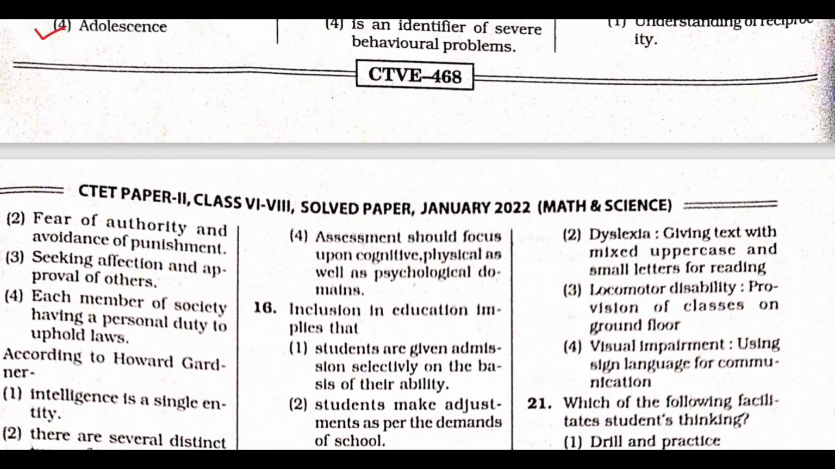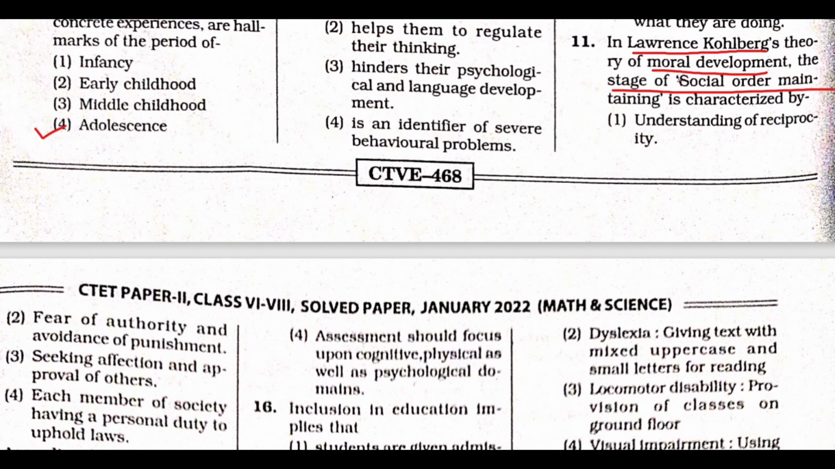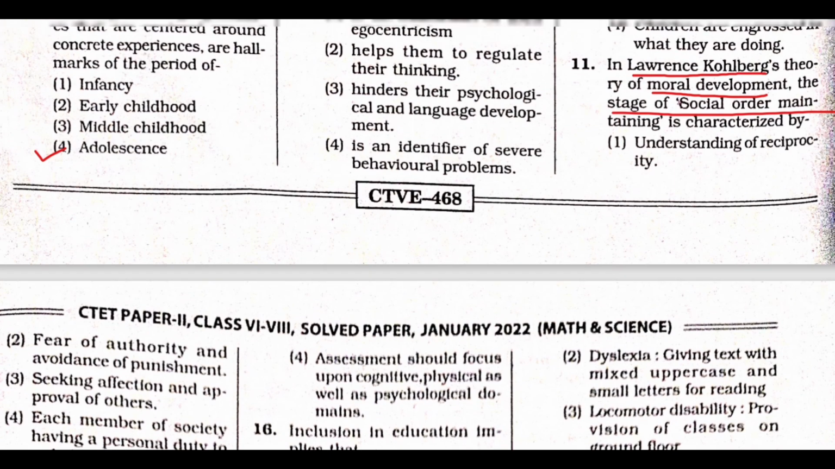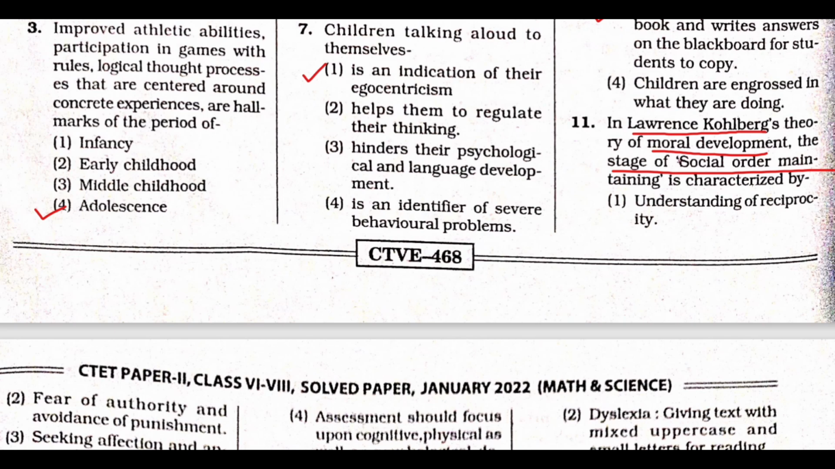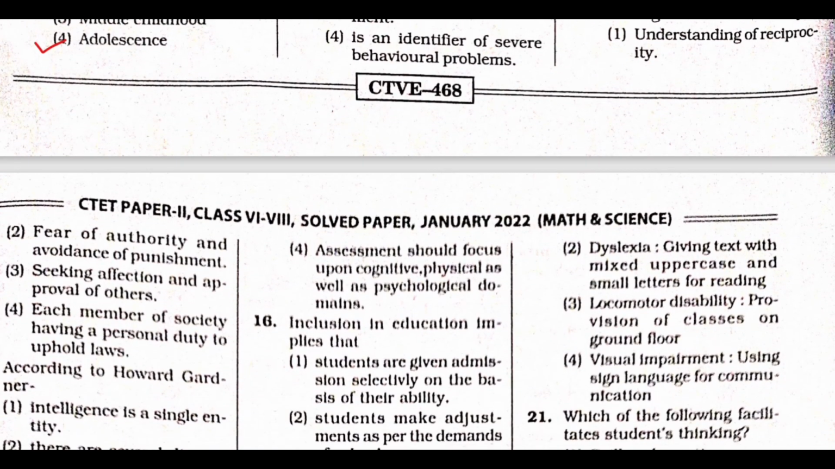So what was the question here? In Lawrence Kohlberg's theory of moral development, the stage of social order maintenance is characterized by what? Fear of authority. The correct answer is this one, option number 4. That is, each member of society having a personal duty to uphold laws, according to Kohlberg.